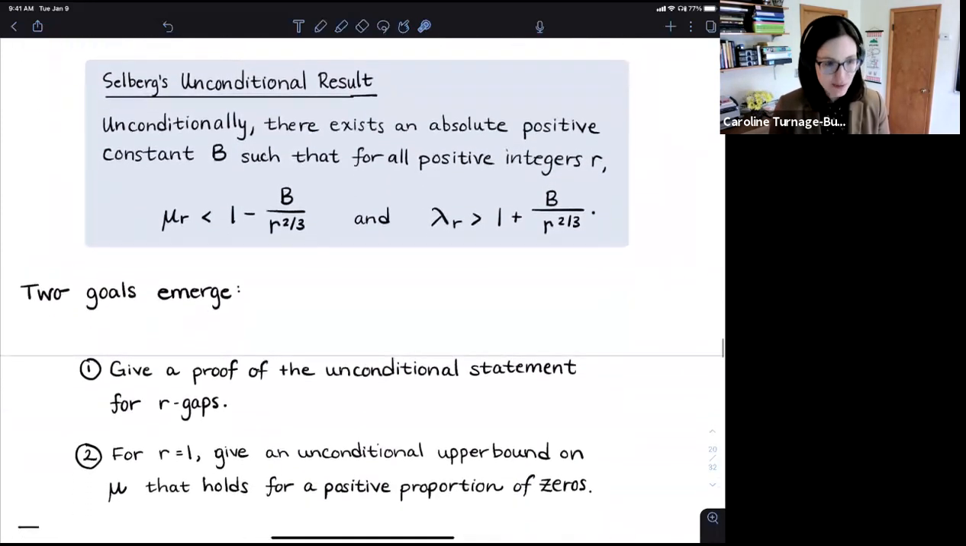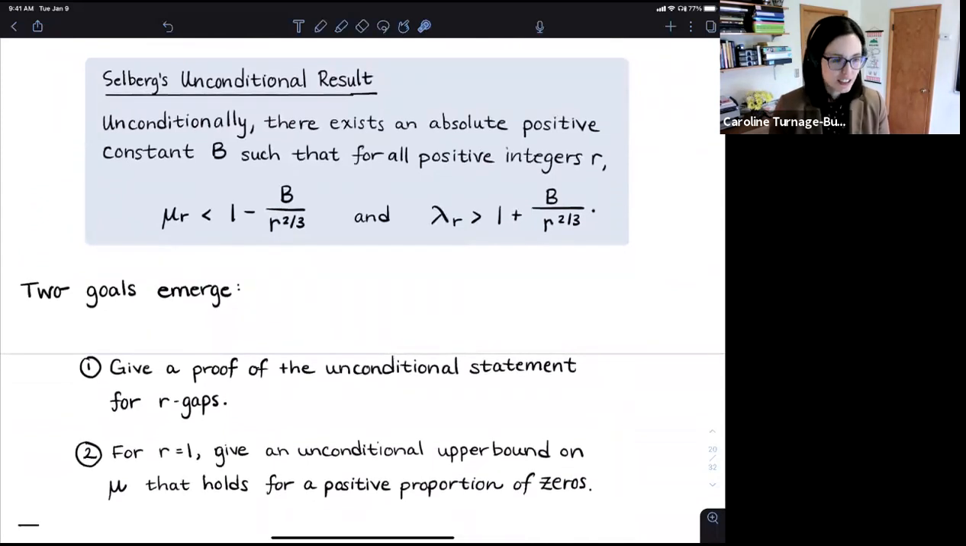All right, so here is Selberg's unconditional result. So this is what I would like to give a proof of, because there's no proof in the literature. And there are two goals that emerge from working out what I want to prove. So the first is, the main thing is that I want a proof of the unconditional statement for R gaps, but we should start with R as 1.